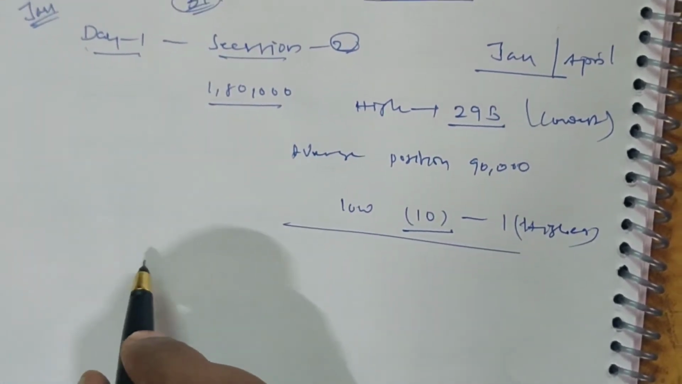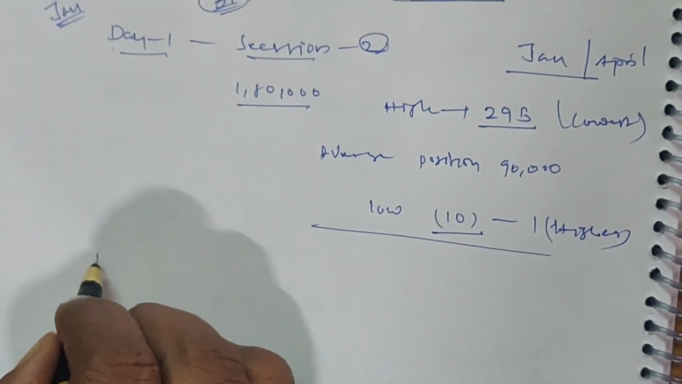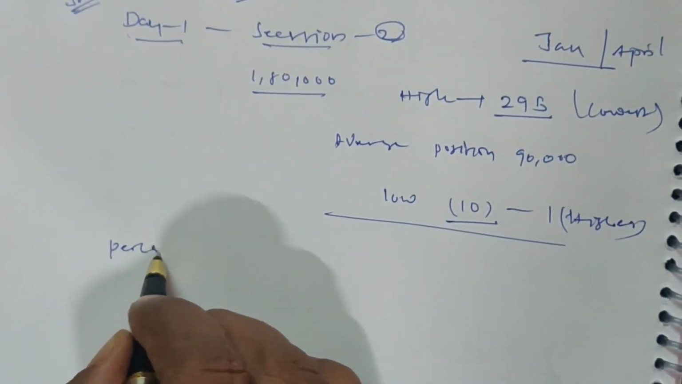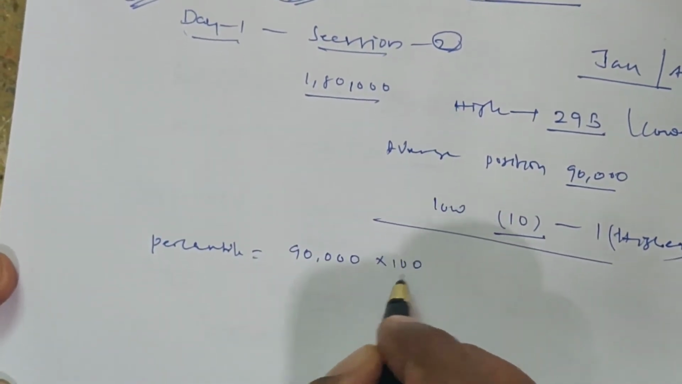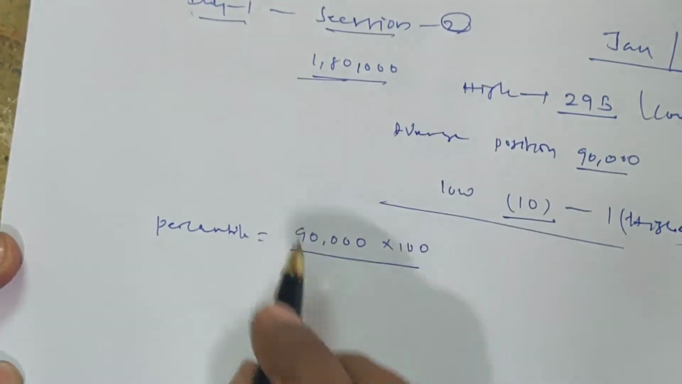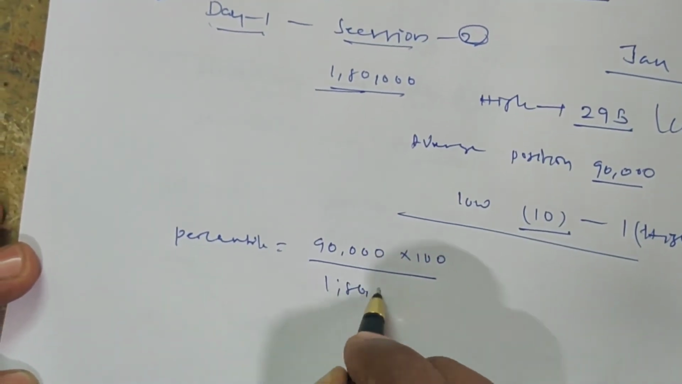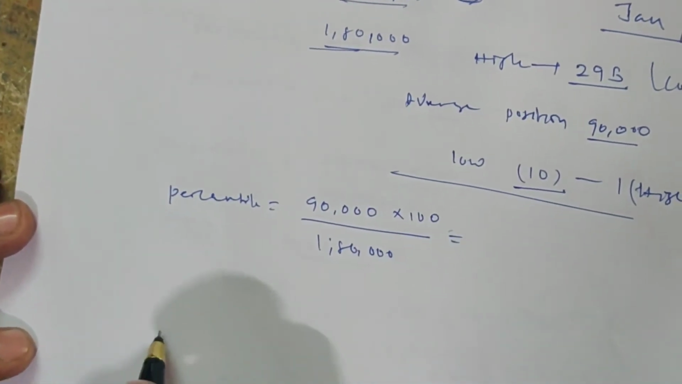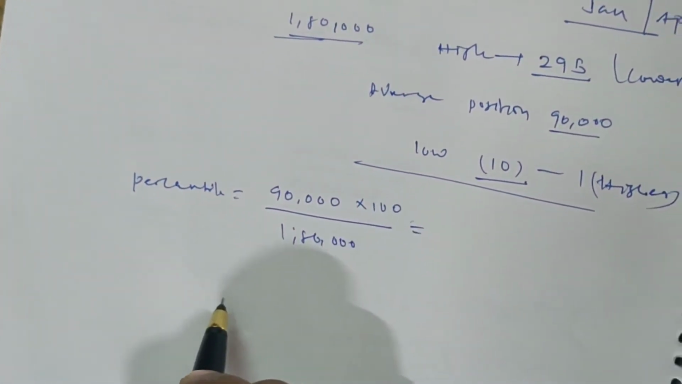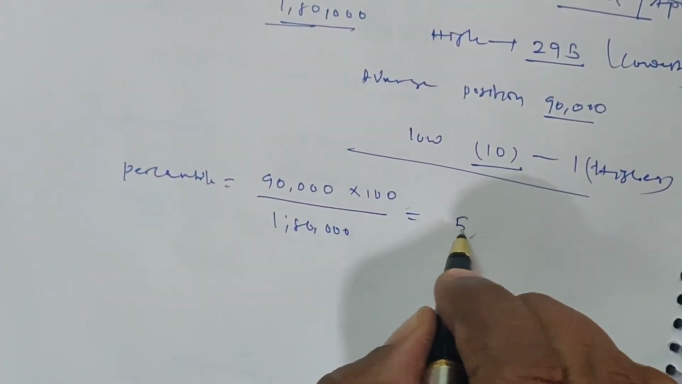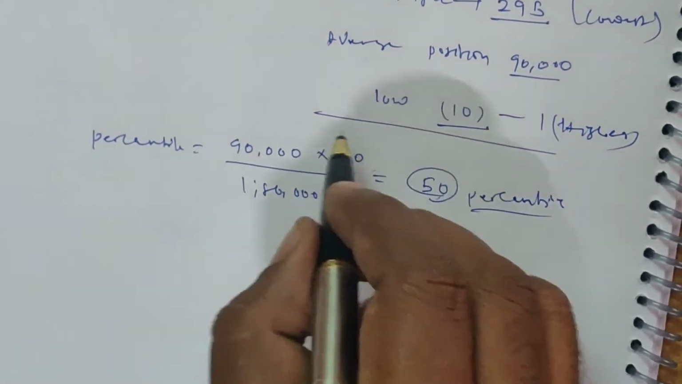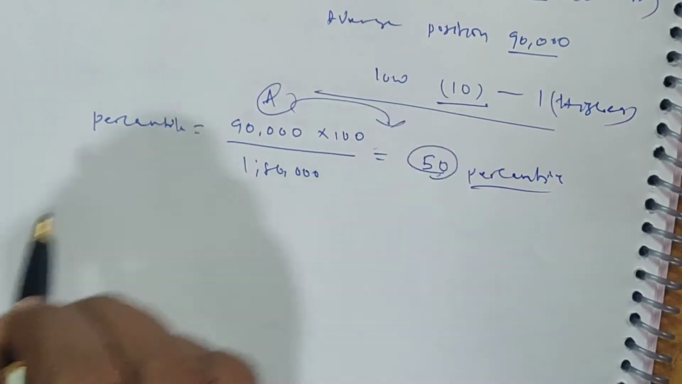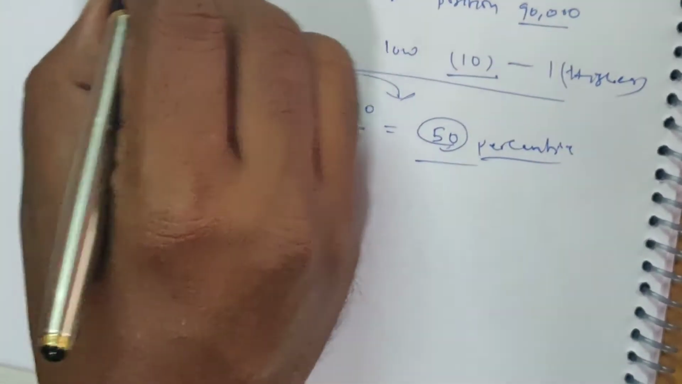So calculate the percentile. Percentile equals position, 90,000, into 100, divided by the number of students appeared in day 1 session 2, 1,80,000. We can calculate by calculator. It is nearly 50 percentile. So student A got 50 percentile in day 1 session 2.